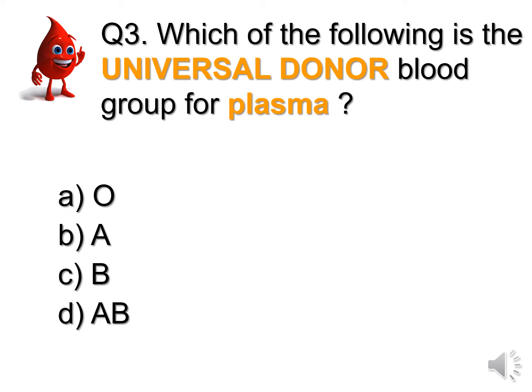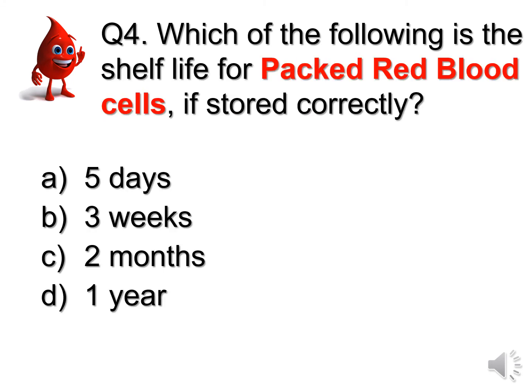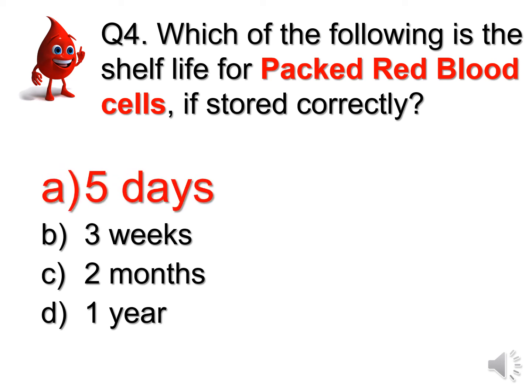Which of the following is the universal donor blood group for plasma? O, A, B or AB? The correct answer is AB. Which of the following is the shelf life for packed red blood cells if stored correctly in a blood fridge? 5 days, 3 weeks, 2 months, 1 year? 5 days is the correct answer.